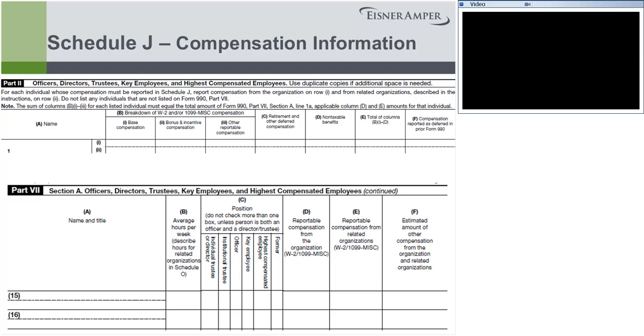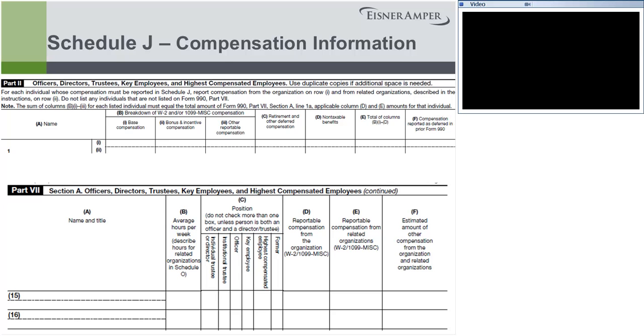Okay. Again, when you're looking at Part 7, you're going to see a lot more names listed. Part 7, the threshold is $100,000, whereas up above, Schedule J, the threshold is $150,000. Okay. Other than that, although this tends to get a lot of press and people are very interested in these numbers, really, it's just a function of who hit the threshold.